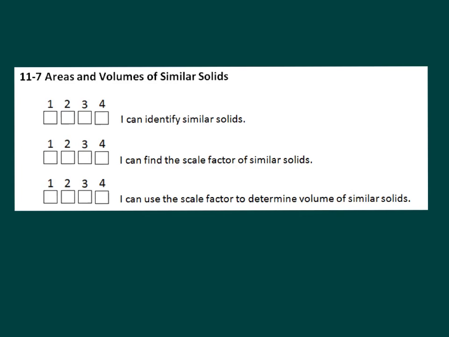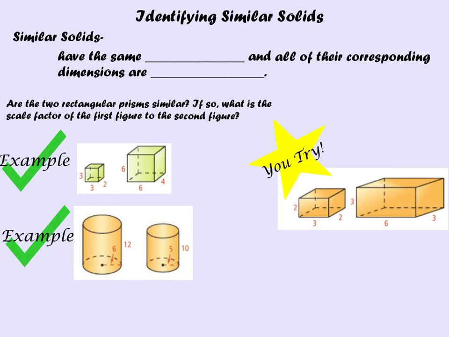Section 11.7, we're going to start looking at how area and volume of similar solids will relate to each other. So the first thing we have to do is define similar solids. Similar solids will have the same shape and all of their corresponding dimensions are going to be proportional.